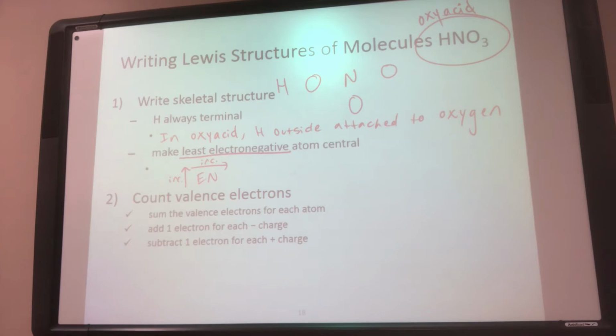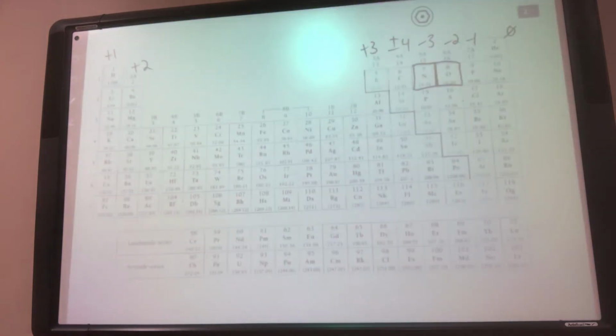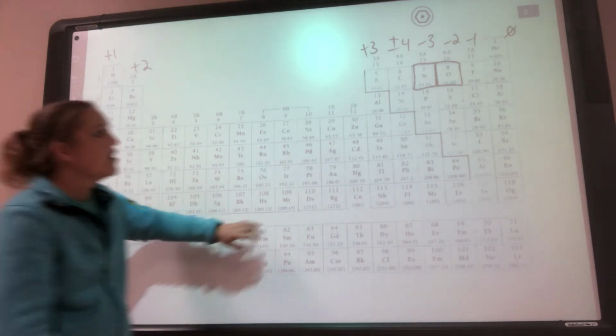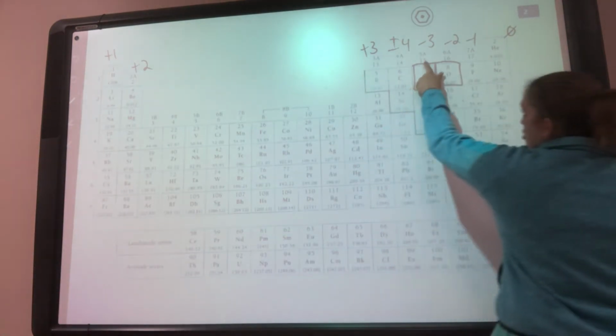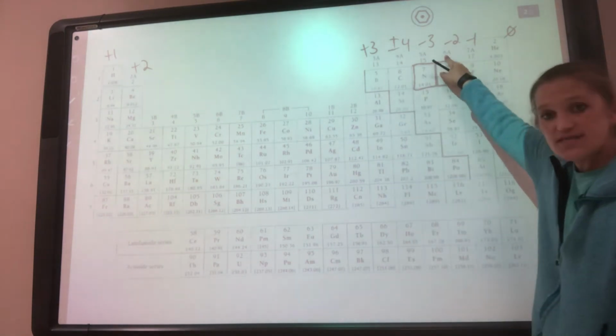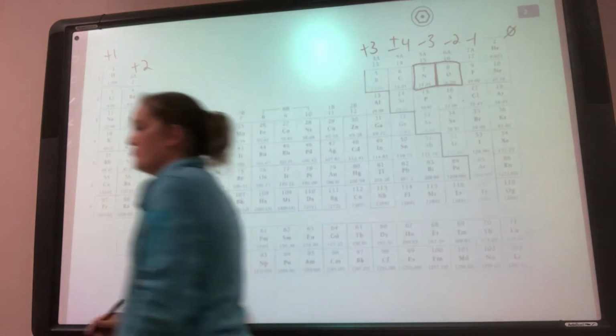Step 2 is to count the valence electrons. I want to add everything up. My compound is HNO3. I have 1 hydrogen, 1 nitrogen, and 3 oxygens. I want to add up their valence electrons, so I go to my periodic table. H is in group 1, so it has 1 valence electron. Nitrogen is in group 5, so it has 5 valence. Oxygen is in group 6, so it has 6 valence.